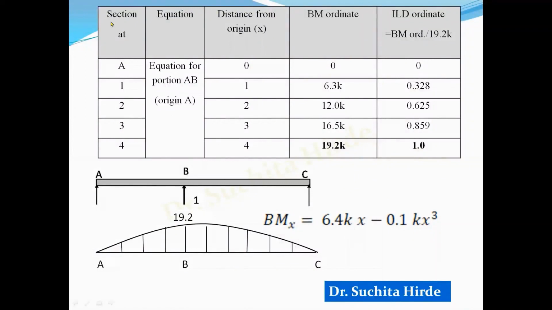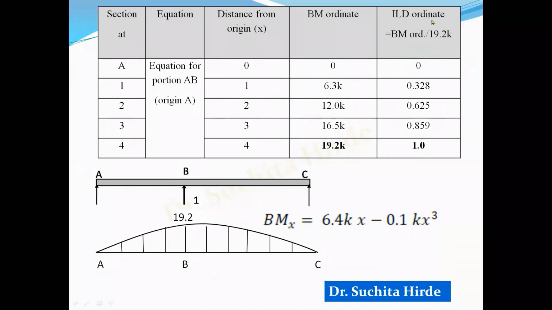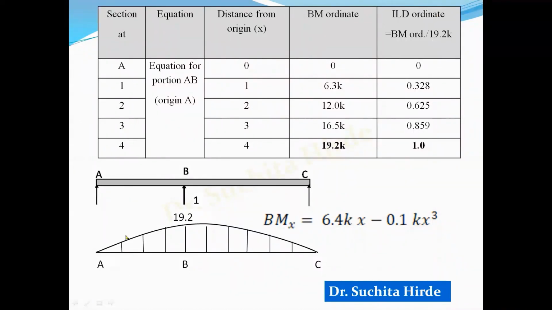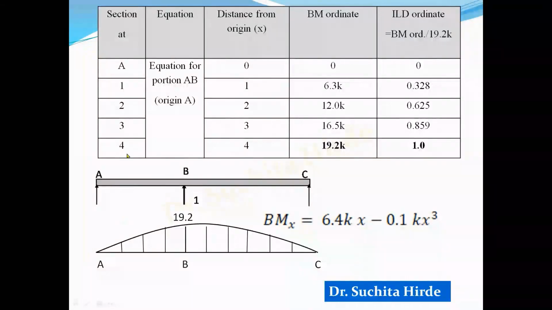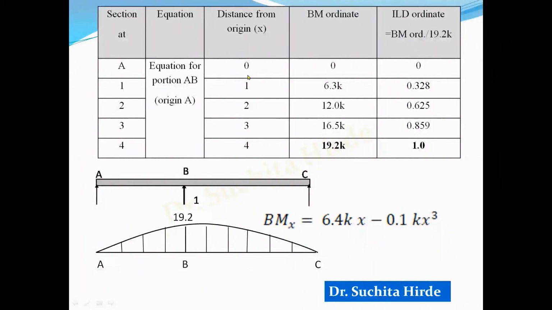So here we make a table: section, equation, distance from origin, bending moment ordinate, ILD ordinate. So what we do? We make the sections here at 1 meter interval. So this is point A, then point 1, 2, 3 and 4. Now these are the distances from A. So distance of A is 0. Distance of point number 1 is 1 meter. Then point number 2 is 2 meter. Point number 3 is 3 meter. And point number 4, which is B, is 4 meter.